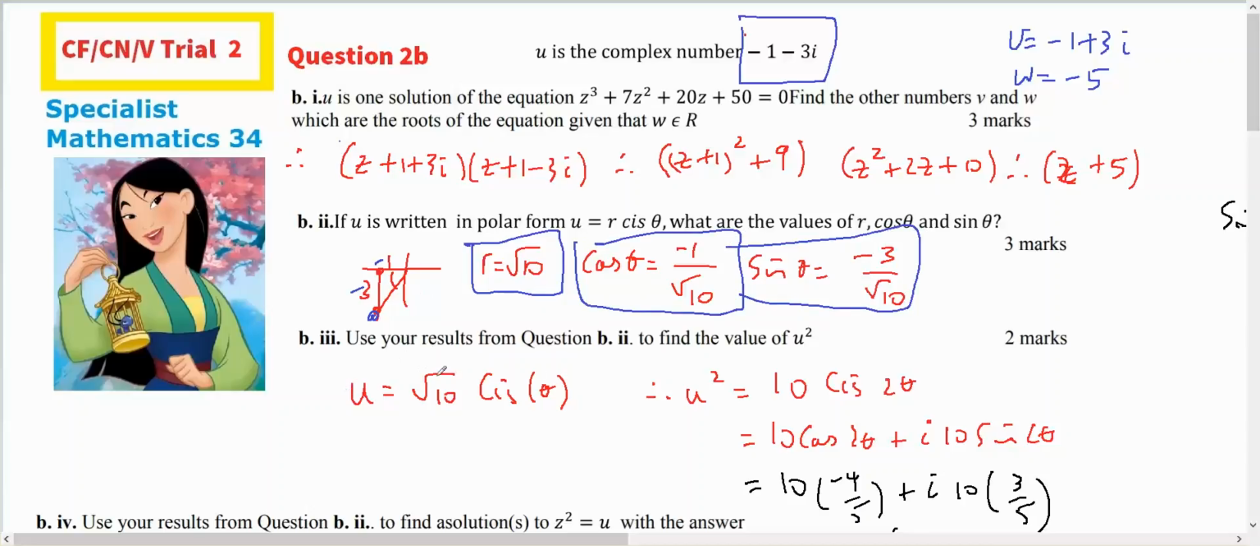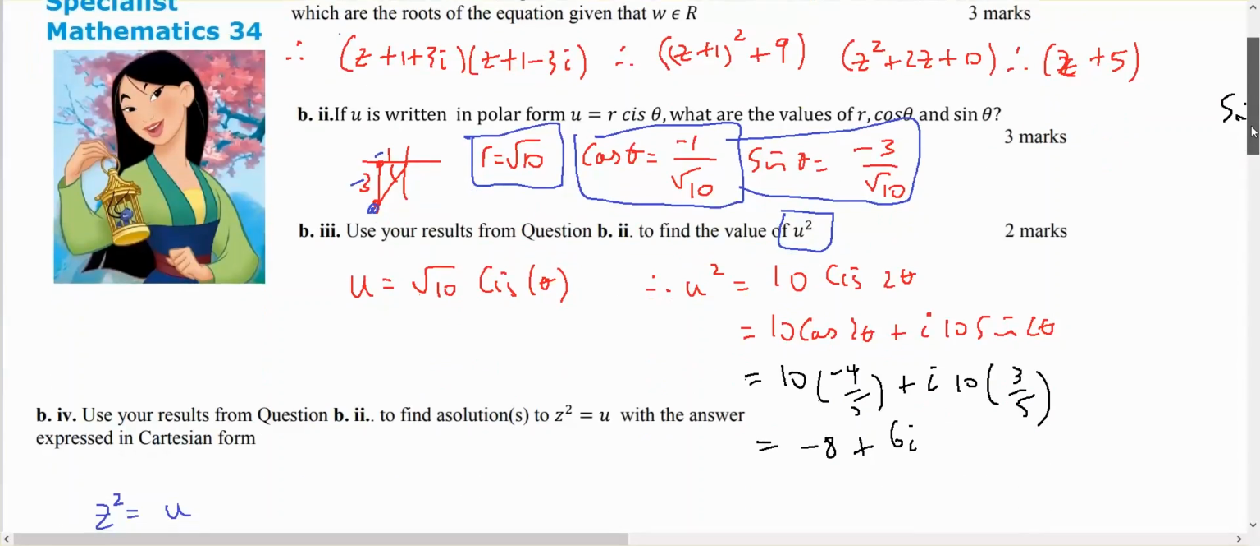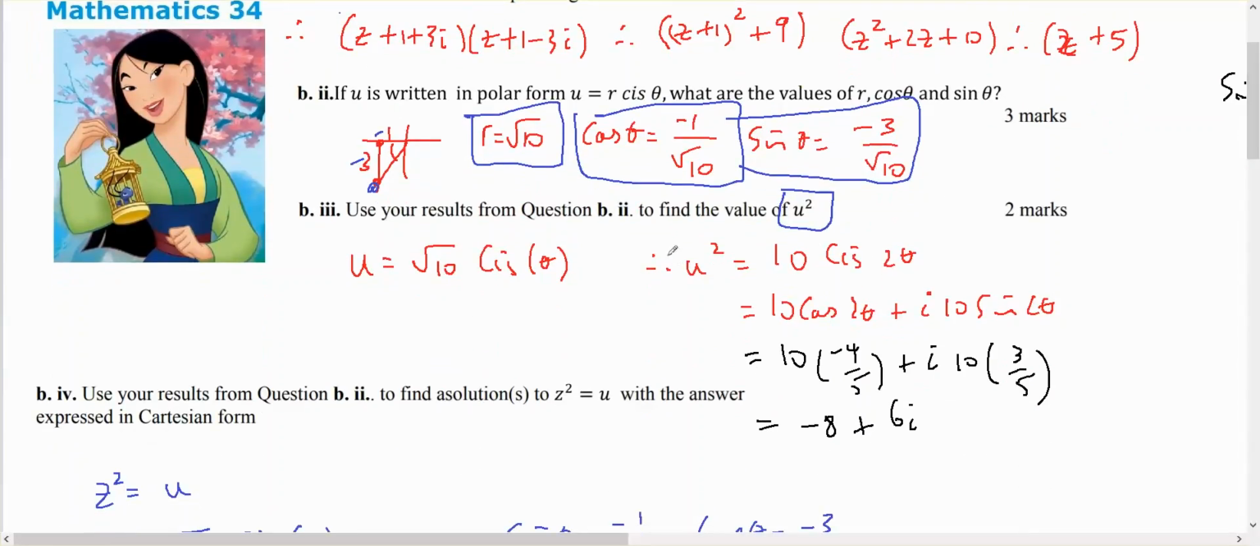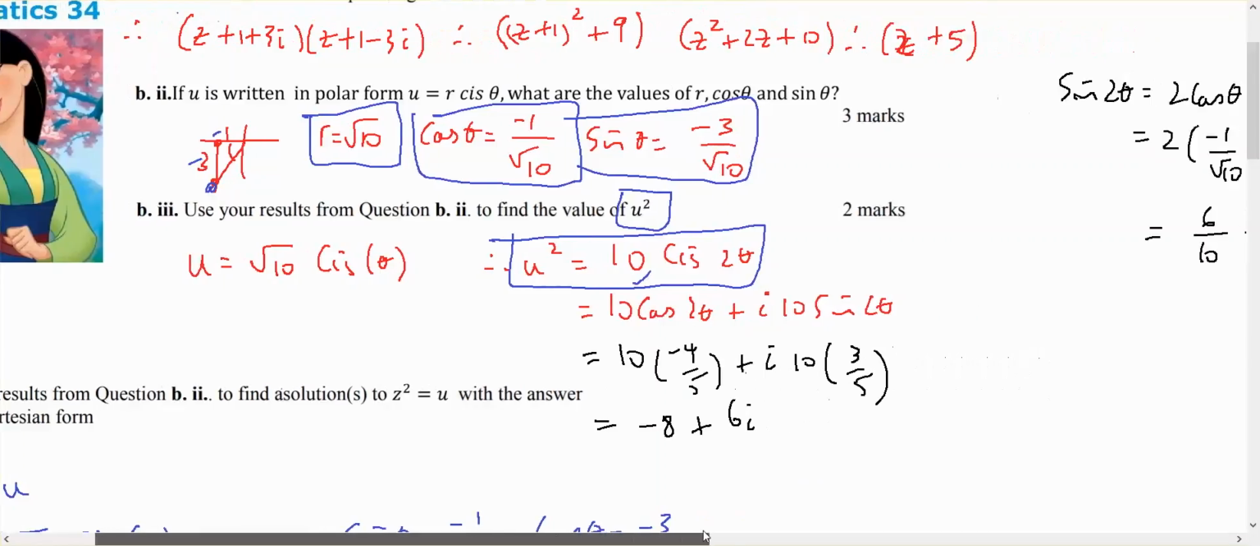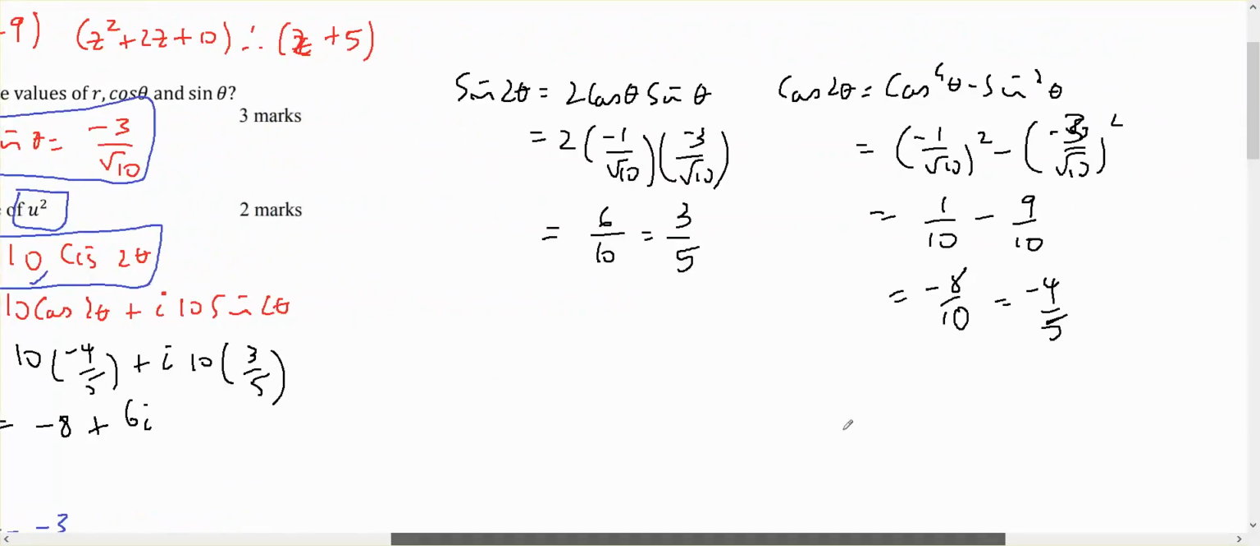Part 3 asks you to find the value of U squared. And U squared is going to use de Moivre's theorem. So root 10 squared is 10 cis of 2 theta. So that's 10 cos of 2 theta plus i 10 sin of 2 theta. Remembering that we can use our double angle formulas. And our double angle formulas, sin of 2 theta is 2 cos theta sin theta. Therefore you can substitute that in and get 3 root 5.